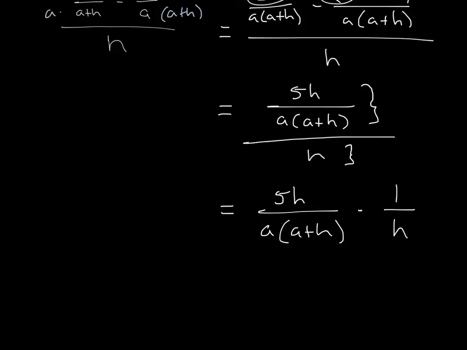And then I'm just going to cross cancel these h's and then multiply straight across. So I'm left with 5 over a times a plus h. And that's my final answer.